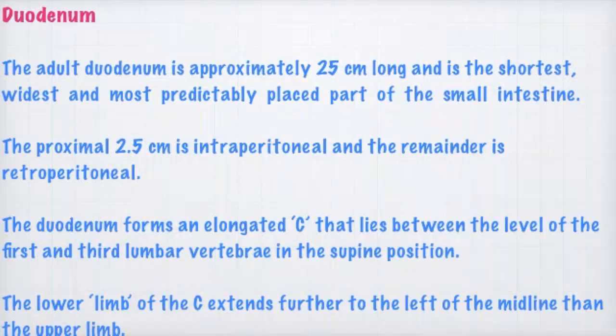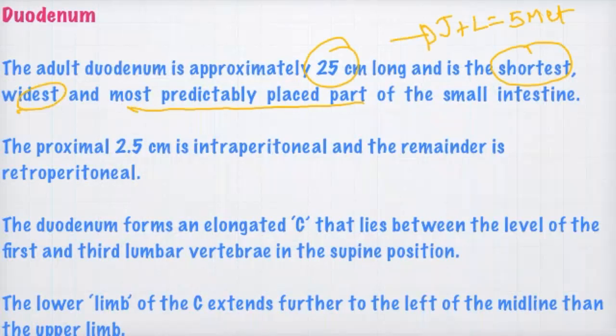Coming to the duodenum. It is approximately 25 centimeters long and is the shortest, widest, and most predictably placed part of the small intestine. It is the shortest because the remaining jejunum and ileum give 5 meters of length. It is most predictably placed because the jejunum and ileum are freely mobile, attached by the mesentery.